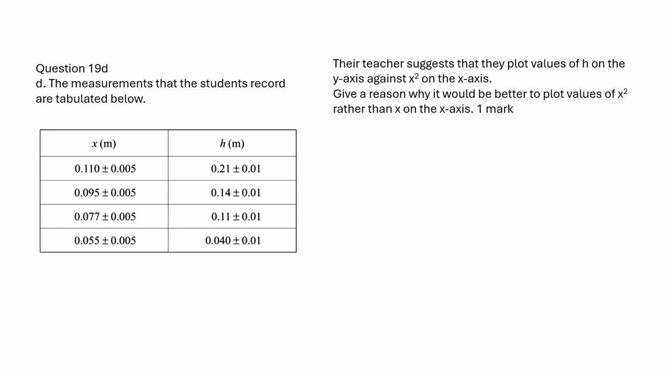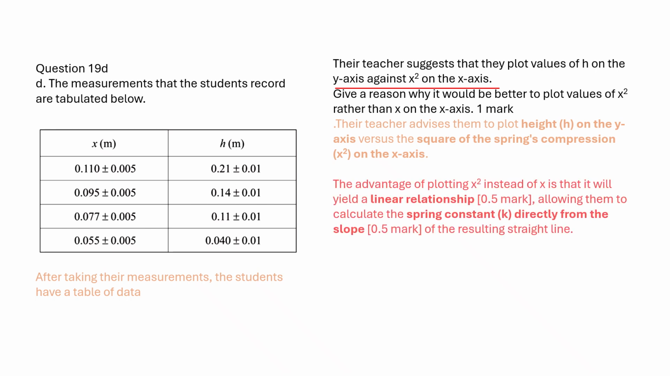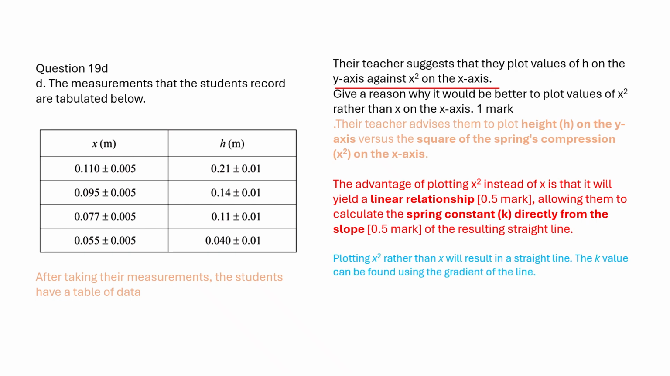After taking their measurements, the students have a table of data. Their teacher advises them to plot height, h, on the y-axis versus the square of the spring's compression on the x-axis. The advantage of plotting the square of x instead of x is that it will yield a linear relationship, allowing them to calculate the spring constant, k, directly from the slope of the resulting straight line.